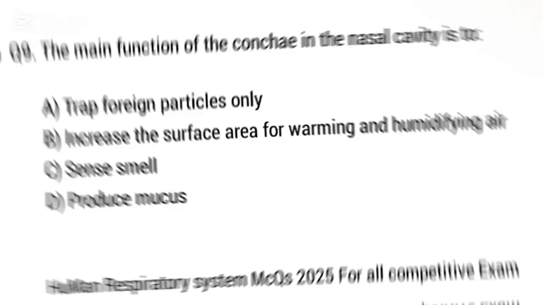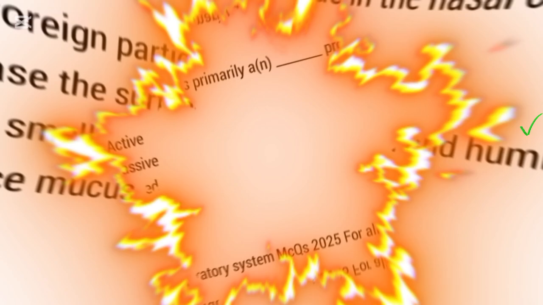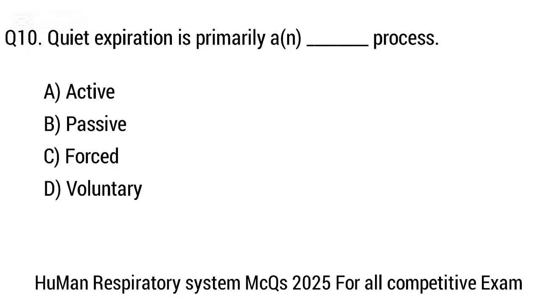Question 9. The main function of the concha in the nasal cavity is... The right answer is option B, increase the surface area for warming and humidifying air. Question 10. Quiet expiration is primarily a... process. The right answer is option B, passive.